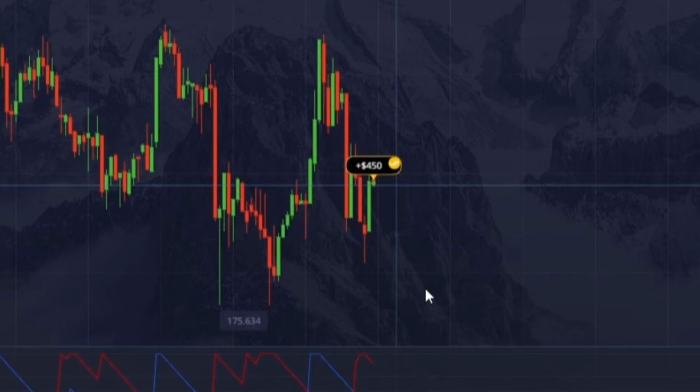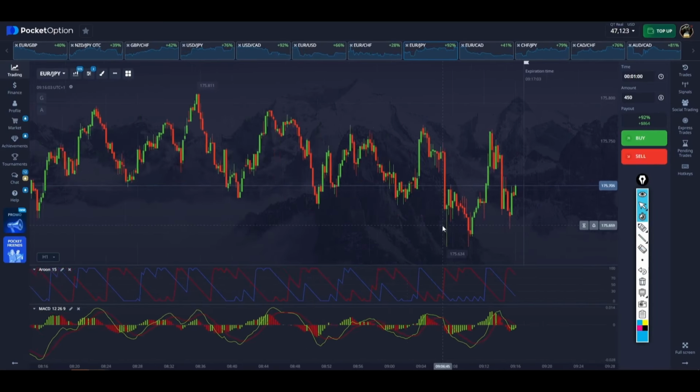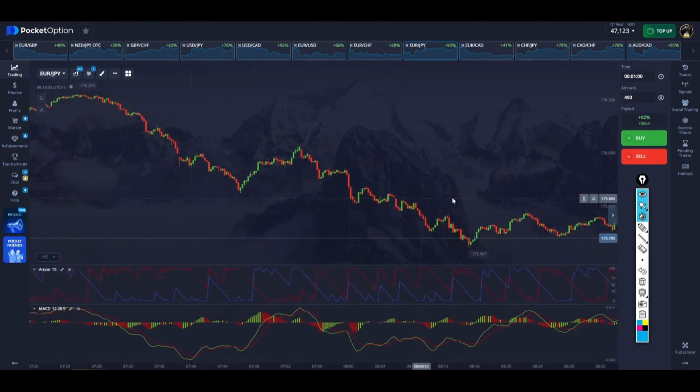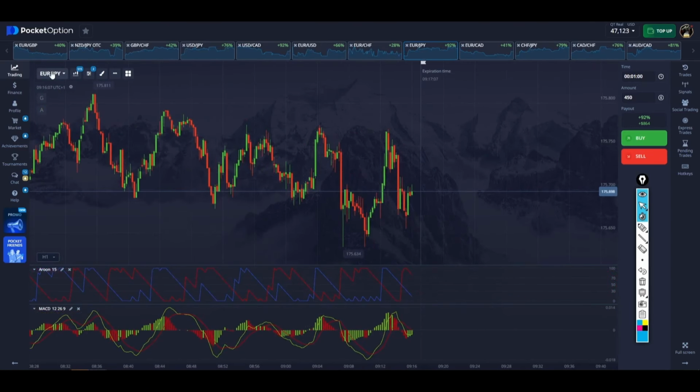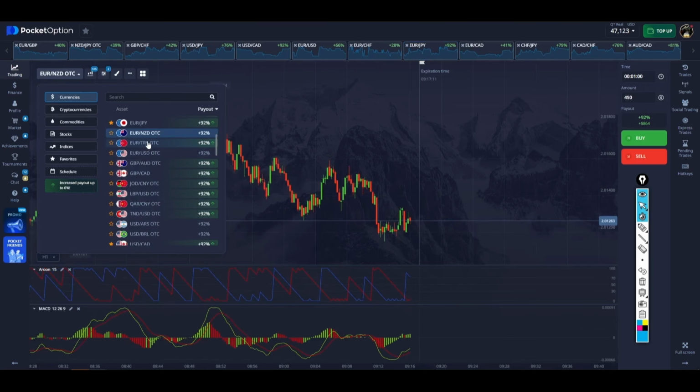In this situation with the Euro Japanese Yen currency pair, I get a refund, meaning a second chance to win. The trade closed at the same level where it was opened, so we'll simply skip this asset and move on to find the next setup.